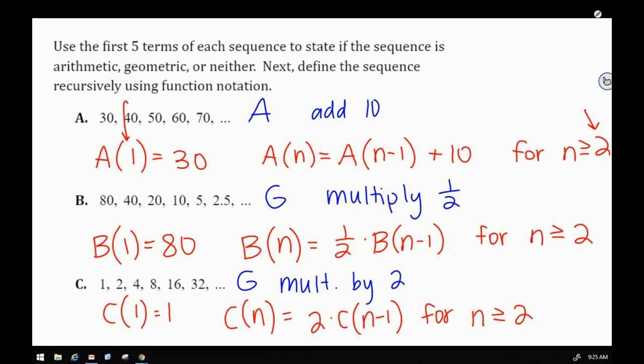Sometimes, like on the homework, maybe on the review, if I remember correctly, they'll start with step 0. So if they start with 0 here, this would be n greater than or equal to 1, or just 1 more. Okay? Go ahead and try D, E, and F. If you get stuck on F, work with your neighbor.